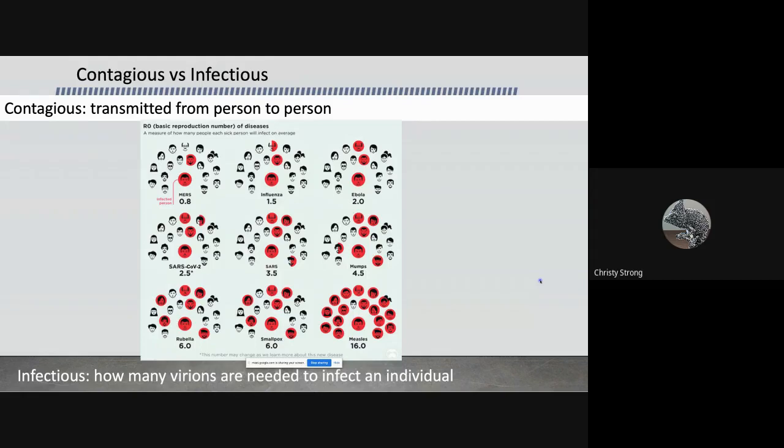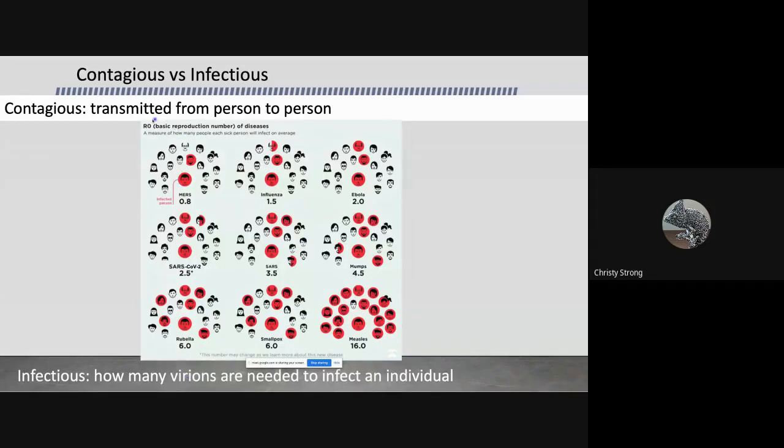If you're using the word infectious, however, what we're talking about is how many virions, how many of those little packages, have to get into the next host in order to actually establish an infection. So you don't want to use those two words interchangeably. One is getting from host to host, and the other is actually setting up an infection within the host.